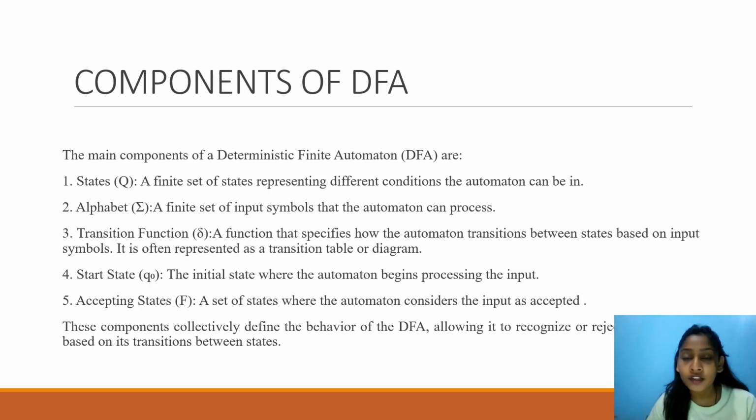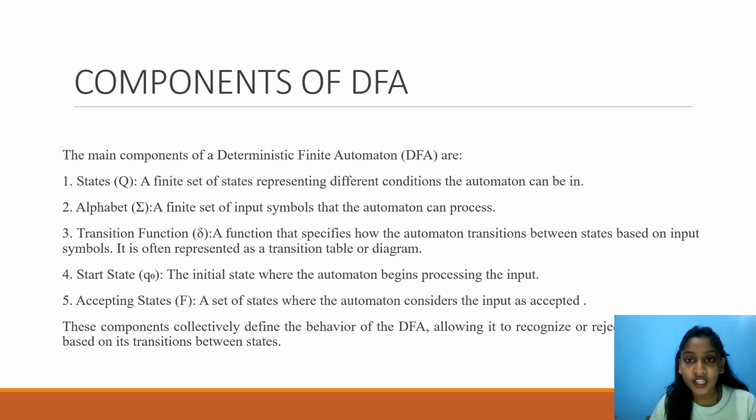Let us know what the components of DFA are. The components of DFA are also known as the five tuples of DFA: state, start state, acceptance state, alphabet, and transition function. So, what is a state? A finite set of states representing the different conditions the automata can be in, which is represented as Q. Alphabet is a finite set of input symbols that the automata can process, which is represented by sigma. Transition function, a function that specifies how the automata transition between the states based on the input symbol. It's often represented as a transition table or a transition diagram, which is represented by delta.